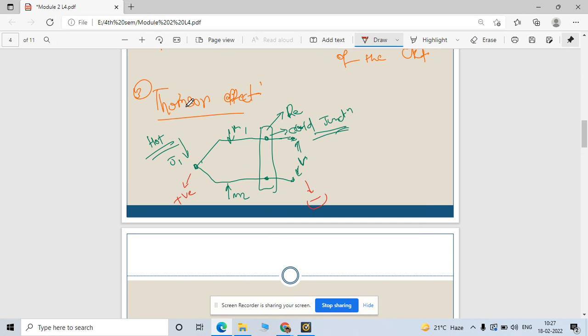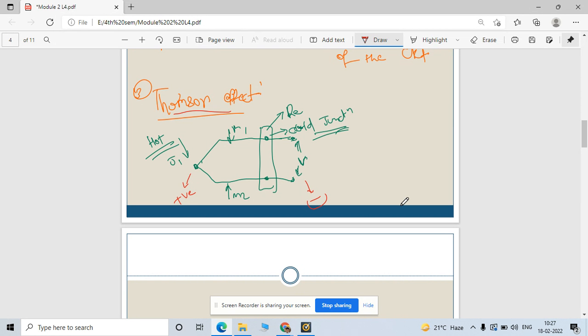So the Thomson effect says that every molecule has the capacity to generate EMF. That is all explained in the Thomson effect.